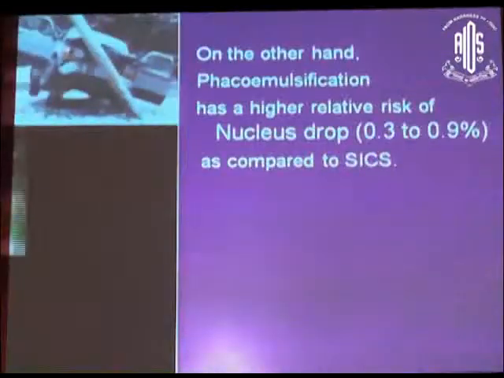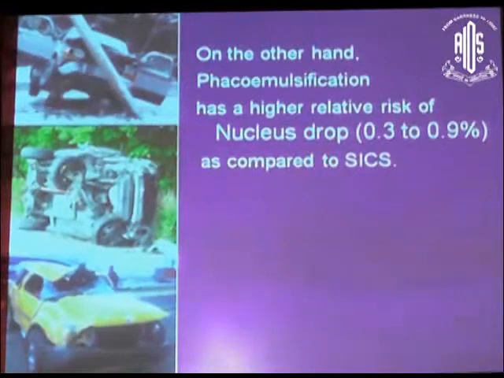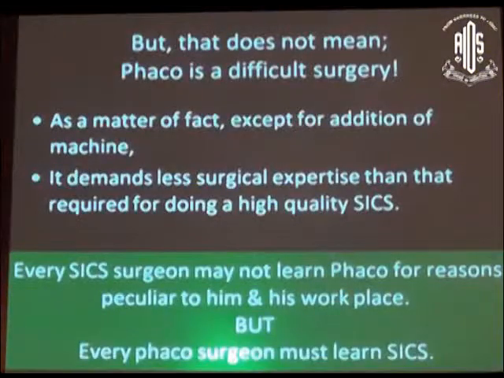Of course, those where the job demands better visual acuity, we can always go in for correction. On the other hand, phacoemulsification has a relative risk of posterior capsule rupture and vitreous loss. The reported incidence is 0.3 to 0.9% in different series. But that does not mean phaco is a difficult surgery. As a matter of fact, except for the addition of the machine, it demands less surgical expertise than that required for doing a high quality SICS. It's just like driving a motorbike and driving a car. Driving a car, once you learn it, is more comfortable, you have very good control. So it is not a difficult surgery once you learn it.